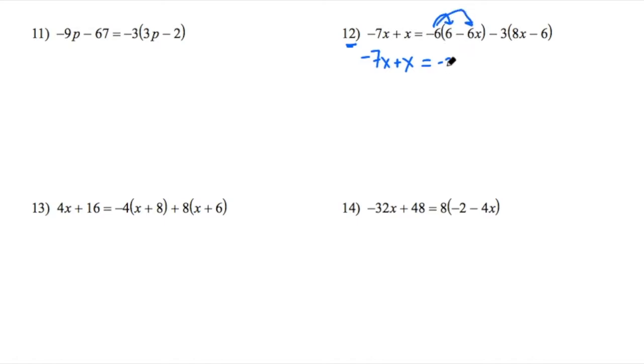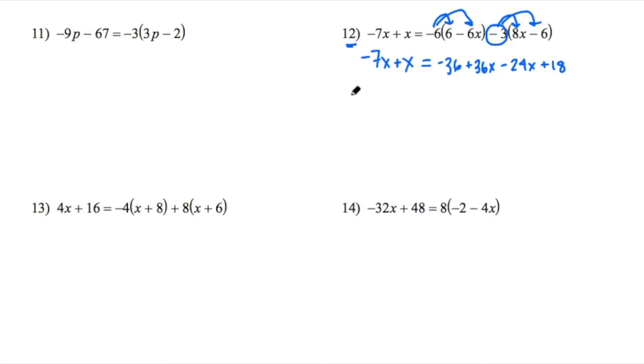to get us -36. Negative times a negative is going to give us a positive 36x. Then we move to the next set. The negative is part of the 3. The sign in front goes with the number. So we're going to distribute that -3 to both terms. We're going to get a -24x, and we're going to get a positive 18. Great. Now we've got all the distributing done.